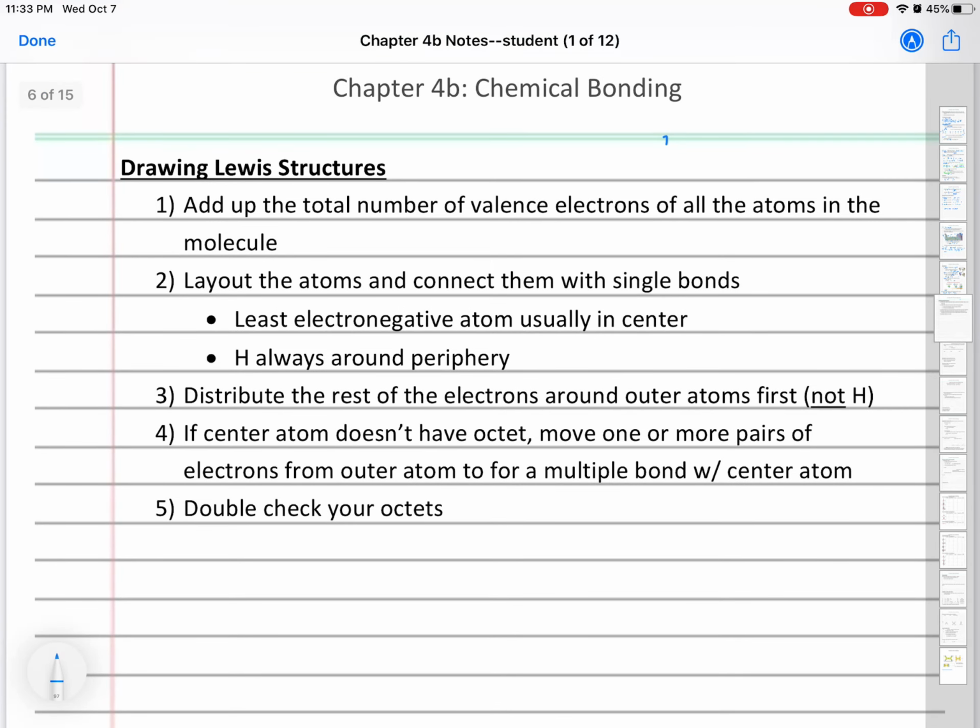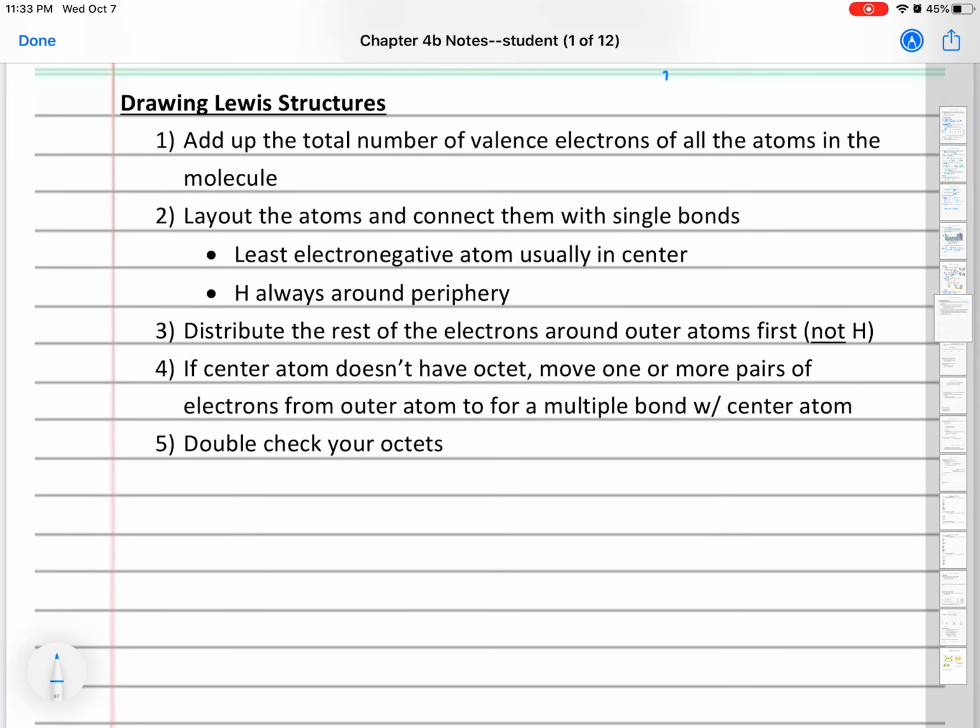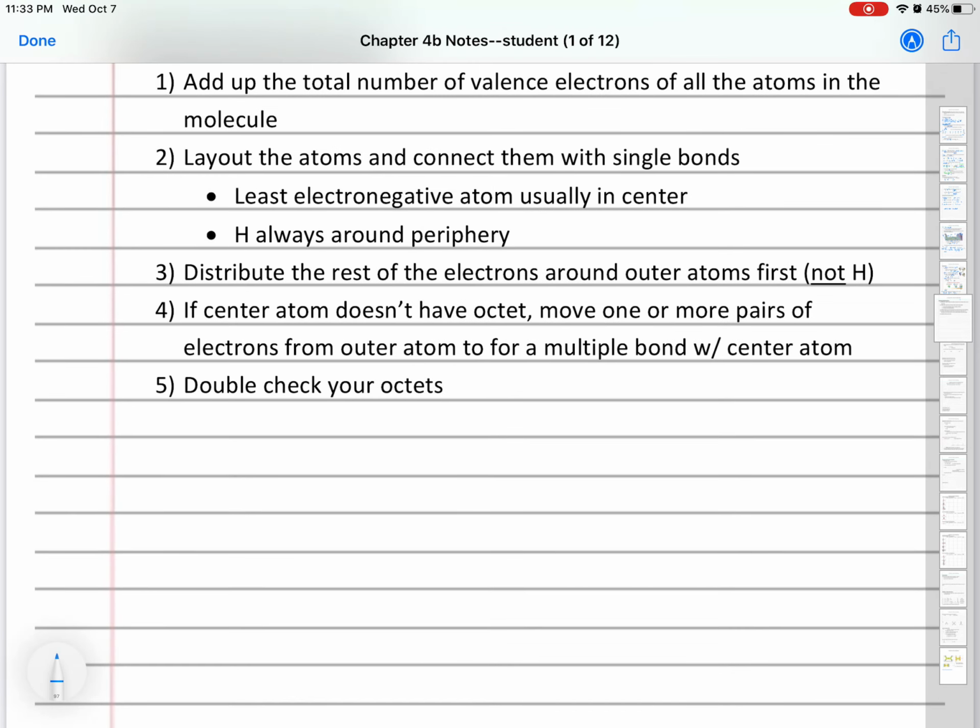Now we're going to talk about how to draw Lewis structures. We were just drawing really simple Lewis bonds and some very simple Lewis structures with H2, O2, and N2. Now we're going to draw some slightly more complicated ones. These are the rules for drawing Lewis structures. I'm going to list them and then we're going to work through some examples. The first thing is you want to add up the total number of valence electrons of all the atoms in the molecule.